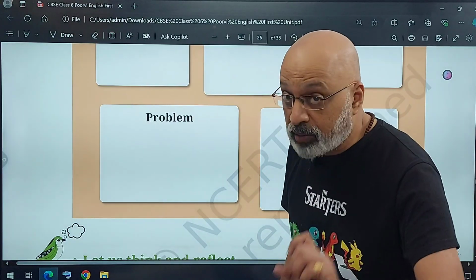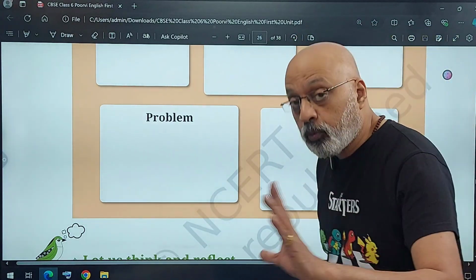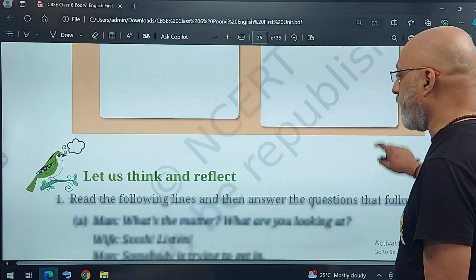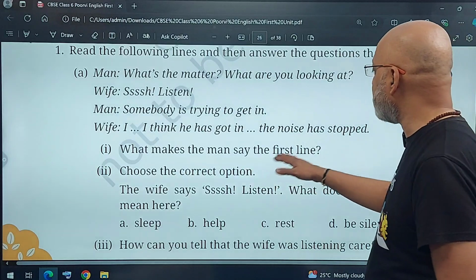That the robber has come into the house. I'm just telling you the basic things so that you can develop on it. And what is the solution that they come up with? Ye aapko lamba sa likhna padega. He says, what's the matter? What are you looking at? What makes a man say the first line?